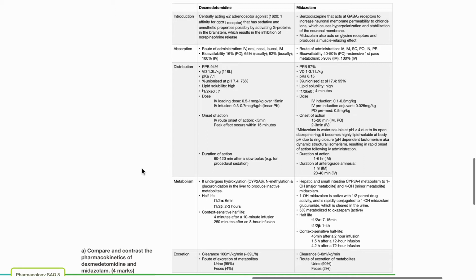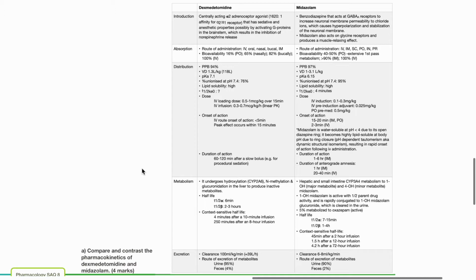Distribution. For dexmedetomidine, protein bound 94%, volume of distribution 1.3 liters per kg or 118 liters, pKa is 7.1, unionized at pH 7.4 is 76%. Dexmedetomidine has high lipid solubility. IV loading dose is 0.5 to 1 mcg per kg over 15 minutes. Watch out for hemodynamic compromise.